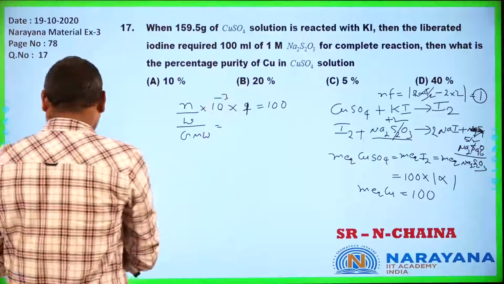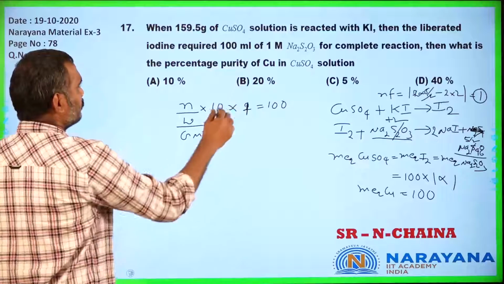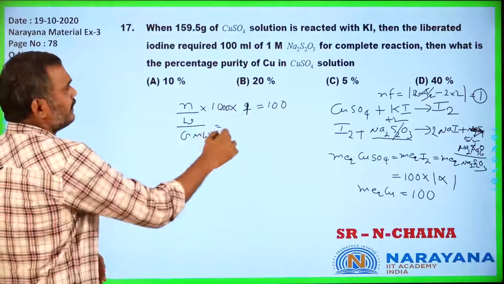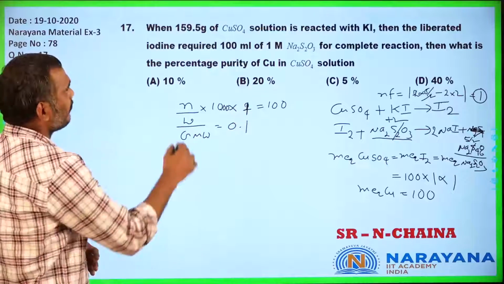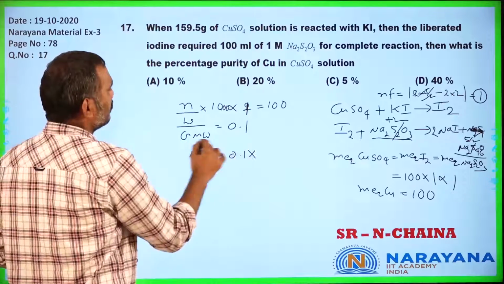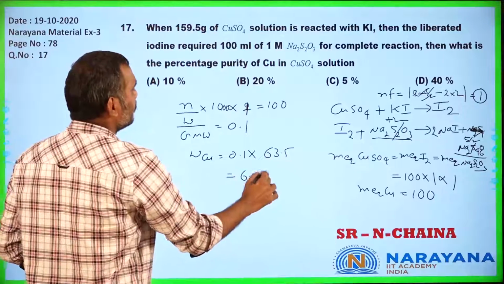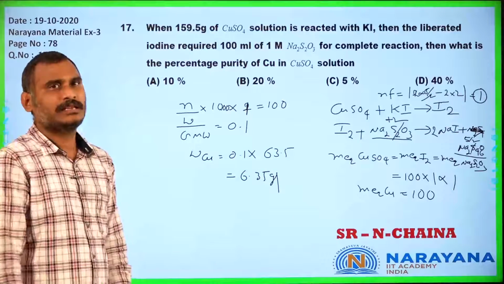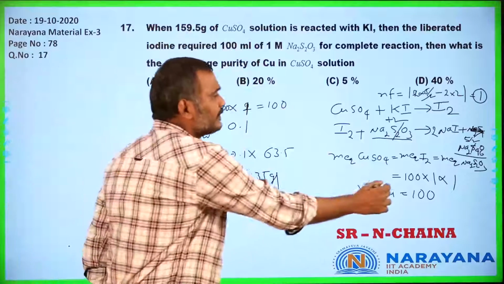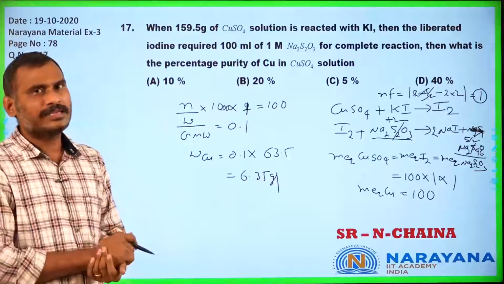That is 1000. We are writing as 1000. Then that is equal to 0.1. Then the weight of copper is equal to 0.1 into gram molecular weight of copper 63.5, that is equal to 6.35 grams. Yes. So from the milli equivalence of copper, I got the weight of the copper present.